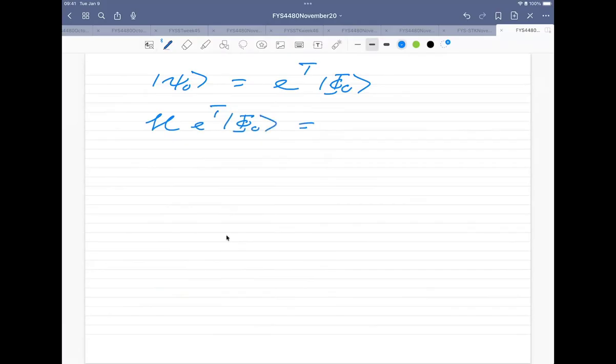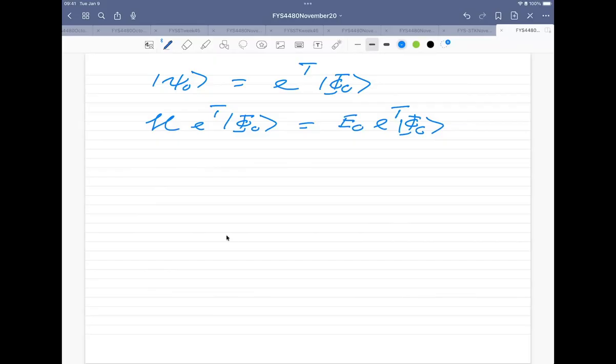And then clearly this should now be given by the eigenvalue. So this should be given by E0 times e to the T of phi 0. So what is pretty common to do then is to multiply this with e to the minus T. And when we multiply this with e to the minus T, then we have the standard coupled cluster type of operator, which we are going to look at.